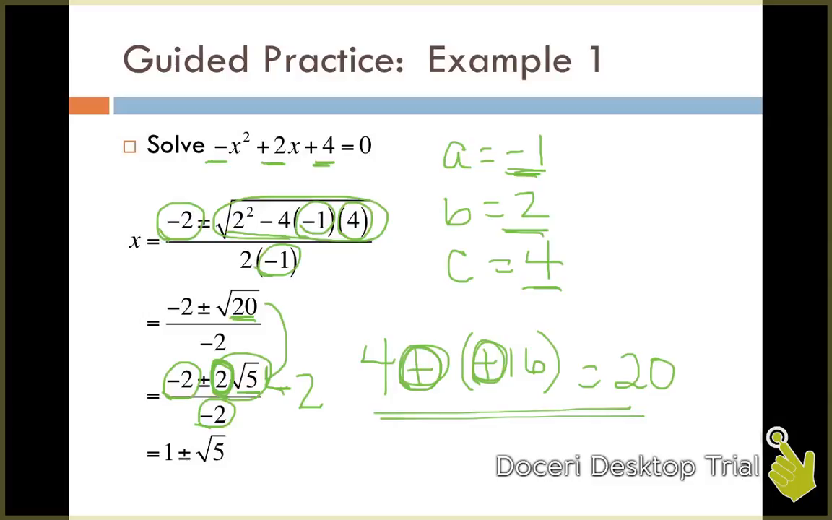So if I divide everything by the negative 2, that ends up giving me 1 plus or minus square root of 5 all over 1, which you can see we just disregard. And so 1 plus or minus square root of 5 is our final answer. If you need a second to fix anything that you did, pause the video and then come back when you're ready for the next example.